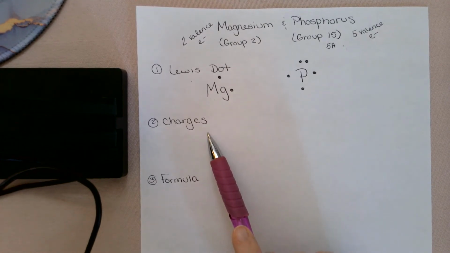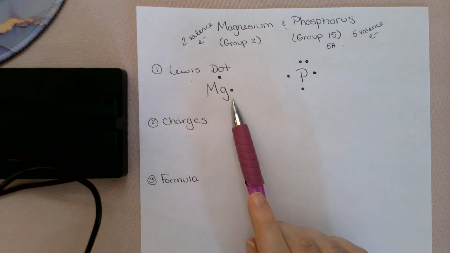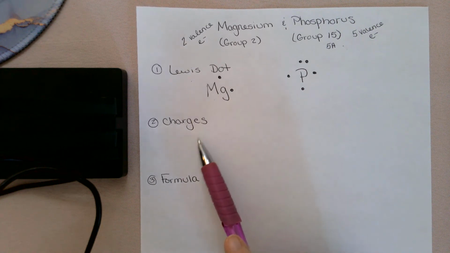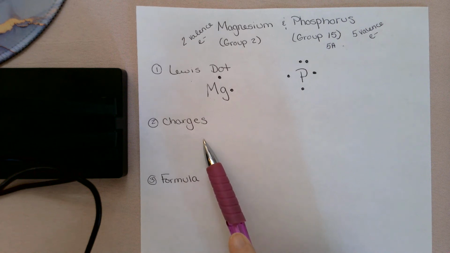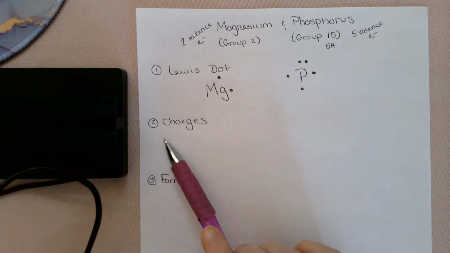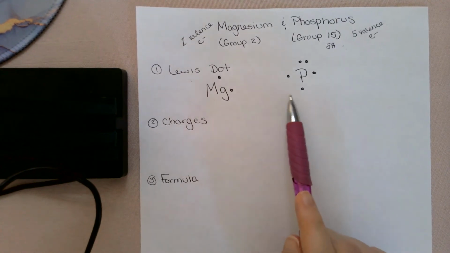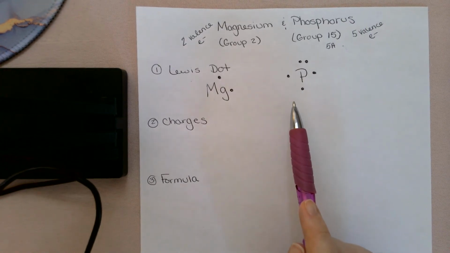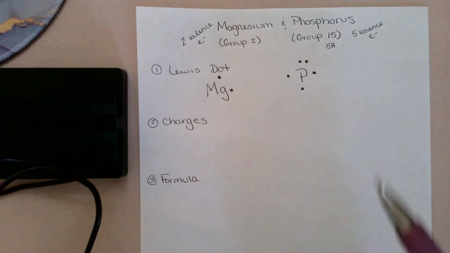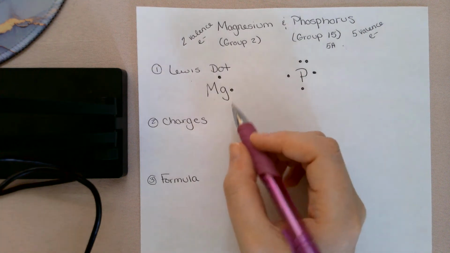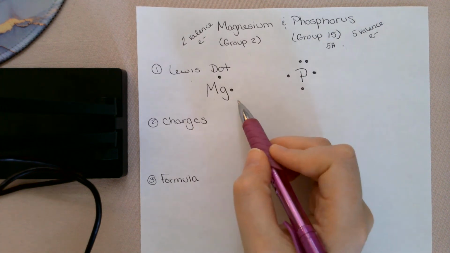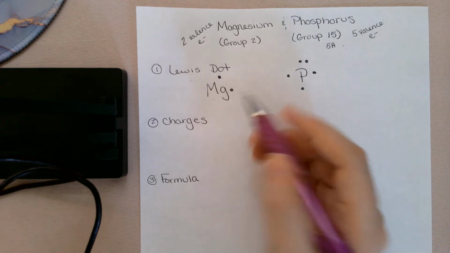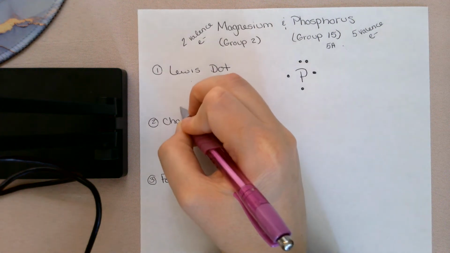Okay. Next, let's determine the charges. Remember, the charges are not the same as the valence electrons, but rather whether or not the element is going to donate those electrons or gain electrons. So we're going to use our valence electrons to help us determine the charges, but for these nonmetals, it's not necessarily going to be the same number as the valence electrons. So let's just keep that in mind. Okay. So for magnesium, magnesium is a metal. So metals donate.